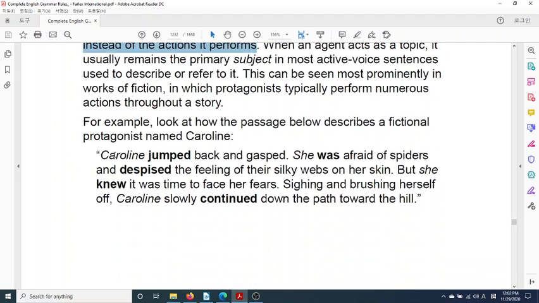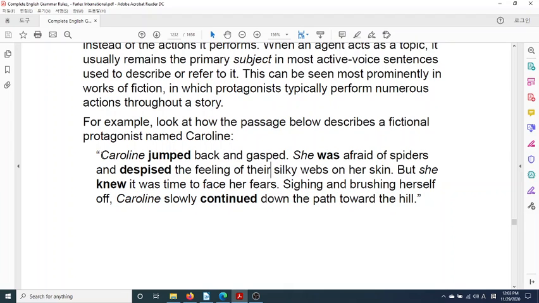So, Caroline jumped back and gasped. She was afraid of spiders and despised the feeling of their silky webs on her skin. But she knew it was time to face her fears. Sighing and brushing herself off, Caroline slowly continued down the path towards the hill.